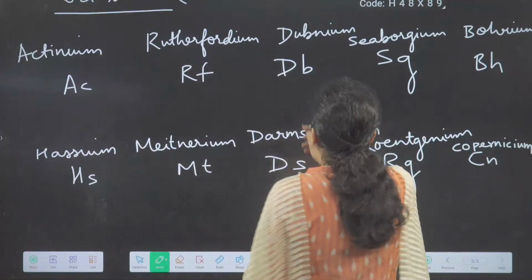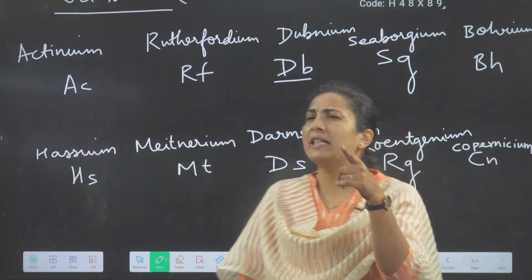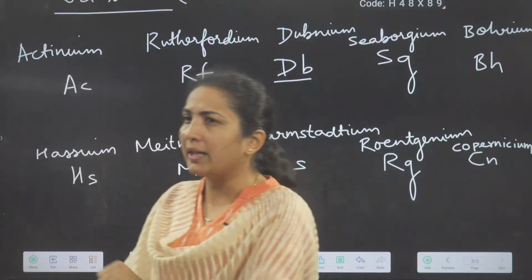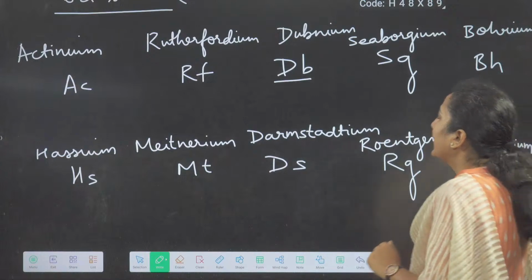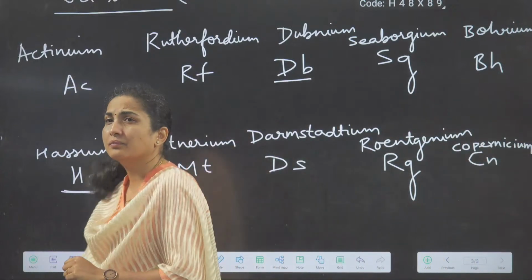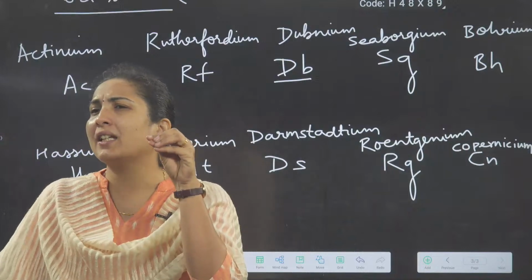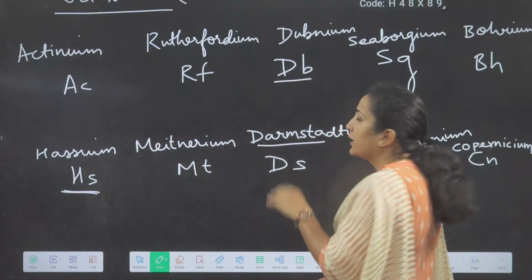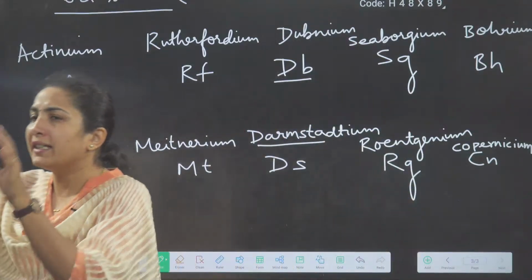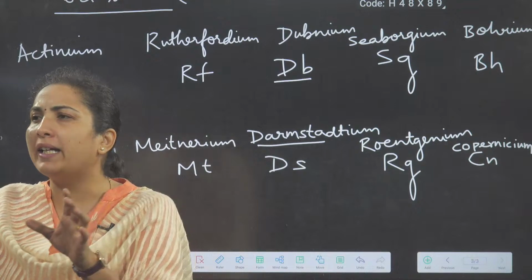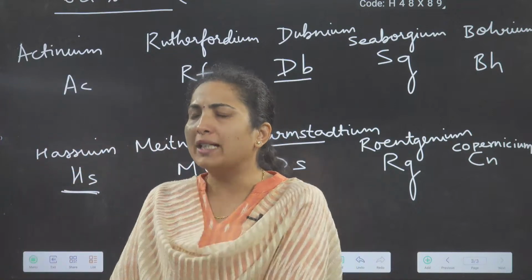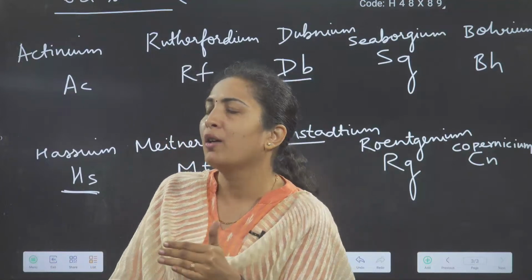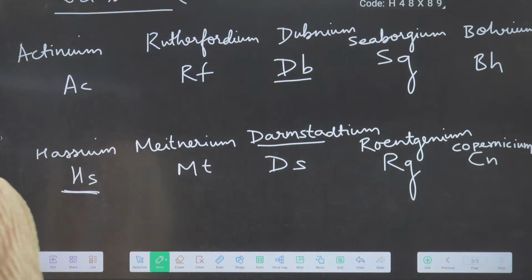Now coming to the places. Dubnium is a city in Russia where, in its lab, the element was synthesized for the very first time. So that's why it is named like that. Then you have here Hassium. Hassium is also a place, a city in Germany. Similarly, Darmstadt is the name of a place, and since every element name ends with ium, Darmstadt is the place where in the research laboratory it was synthesized. For that reason, it is called Darmstadtium.